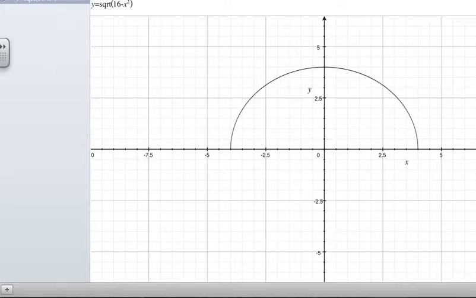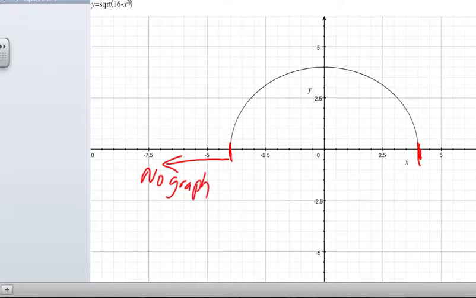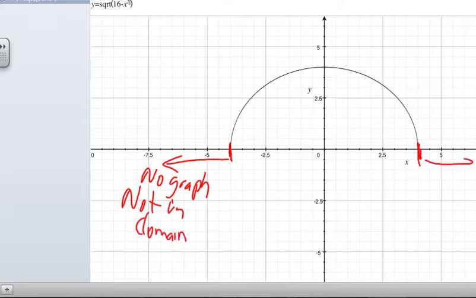Domain. So here's where we come in and take a look at. Domain, you're just looking at x values. My graph, you notice, only exists between this point and this point. Out here, no graph means not in domain. Out here, no graph, not in domain.